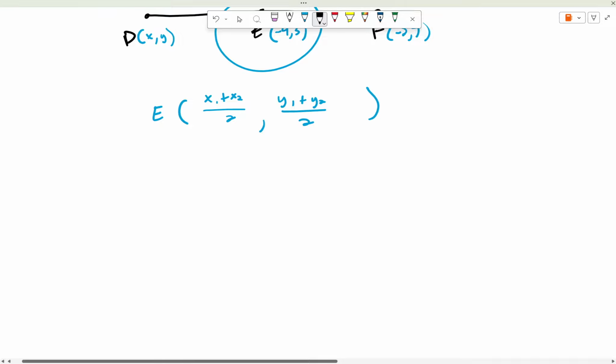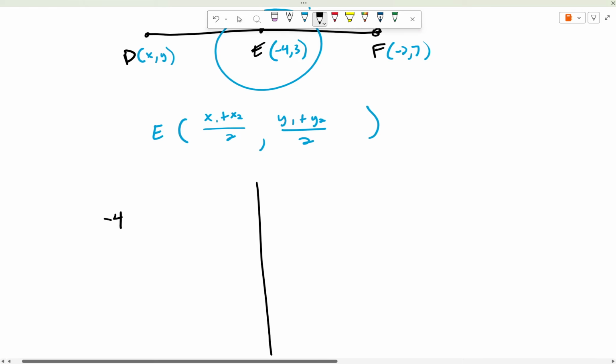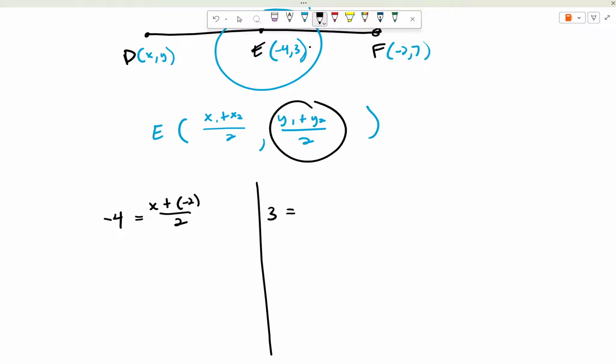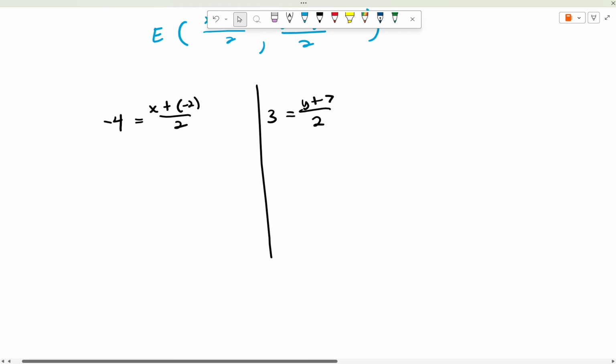So I'm going to effectively do two problems here, okay? So I have my X, which is already negative 4, and that's equal to this, my X sub 1 right here, right? Plus this, negative 2. And that's over 2. All right? And then I have my answer here for this guy. So I'm going to have my 3, which is equal to this entire thing. So that's the Y plus my Y sub 2, which is the 7 over 2. All right? And now I have to solve two different problems.